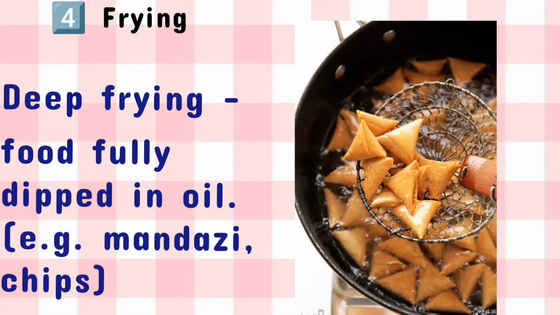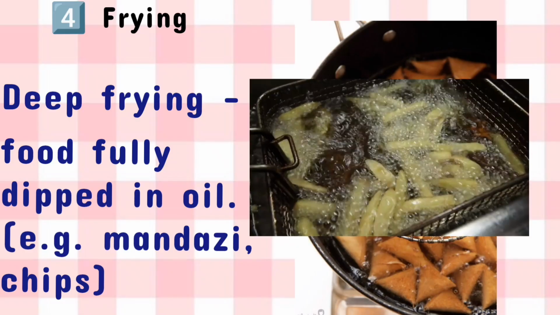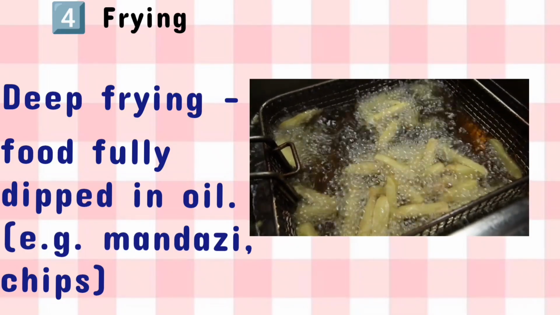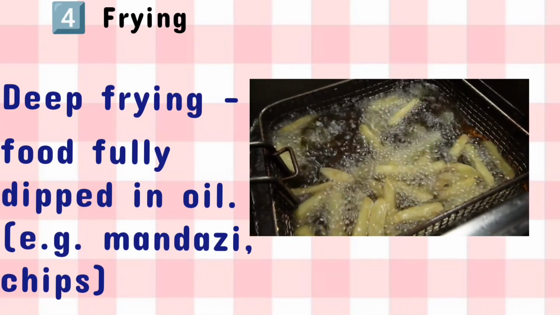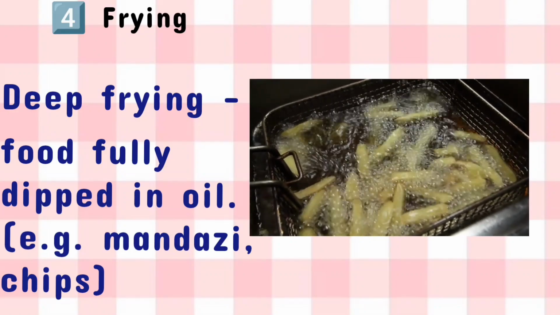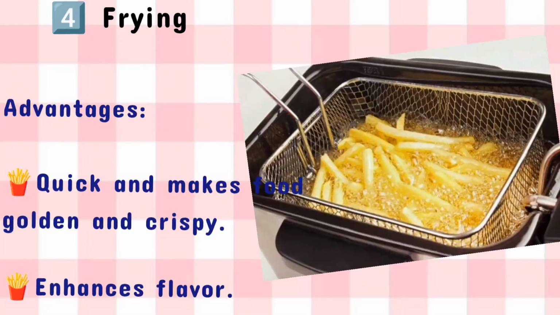The second method is deep frying, where food is fully dipped in oil and it's fully covered. Examples include mandazi, chips, samosas. Advantages of deep or shallow frying food include the fact that it's quick and makes food golden brown and crispy, looking very nice, and it also enhances food flavor.